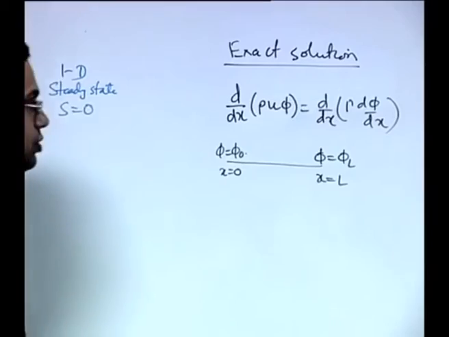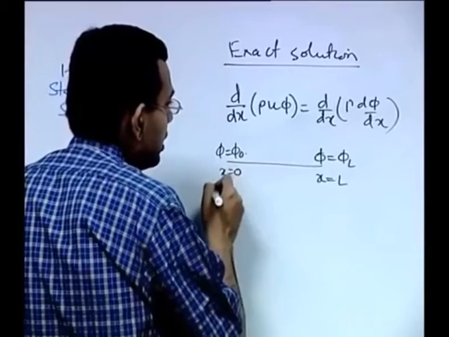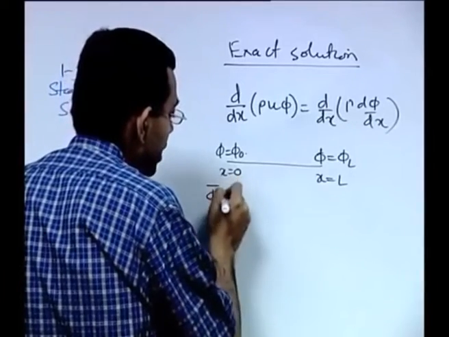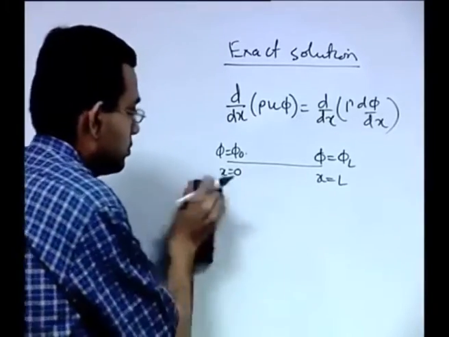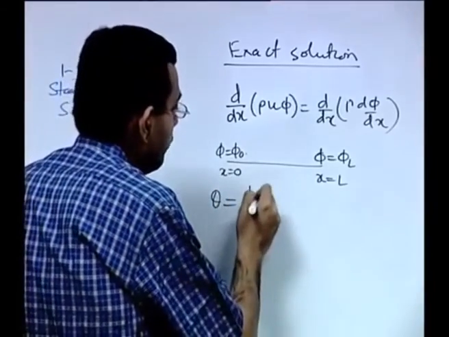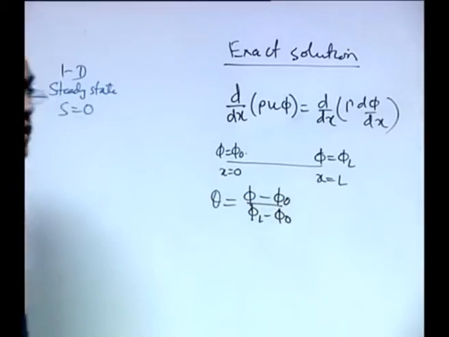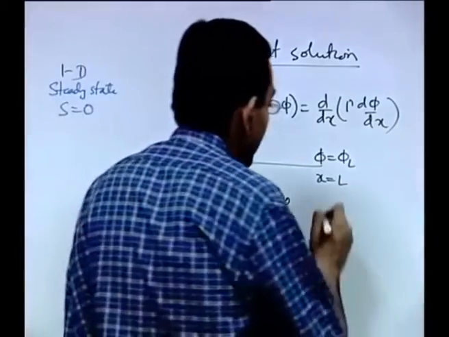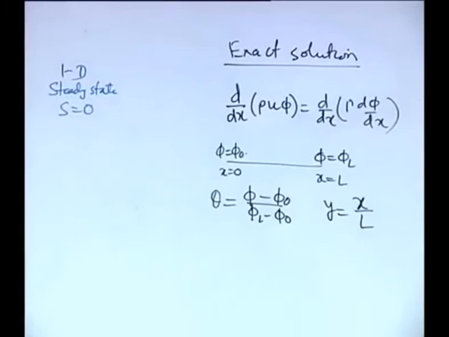It may be convenient if we rescale the variables. Let us define a new variable, say phi bar or maybe theta, equal to (phi minus phi 0) by (phi L minus phi 0). In this way you have a scaled variable which is constrained to be between 0 and 1, and a new variable y as x by L, that is constrained between 0 and 1.